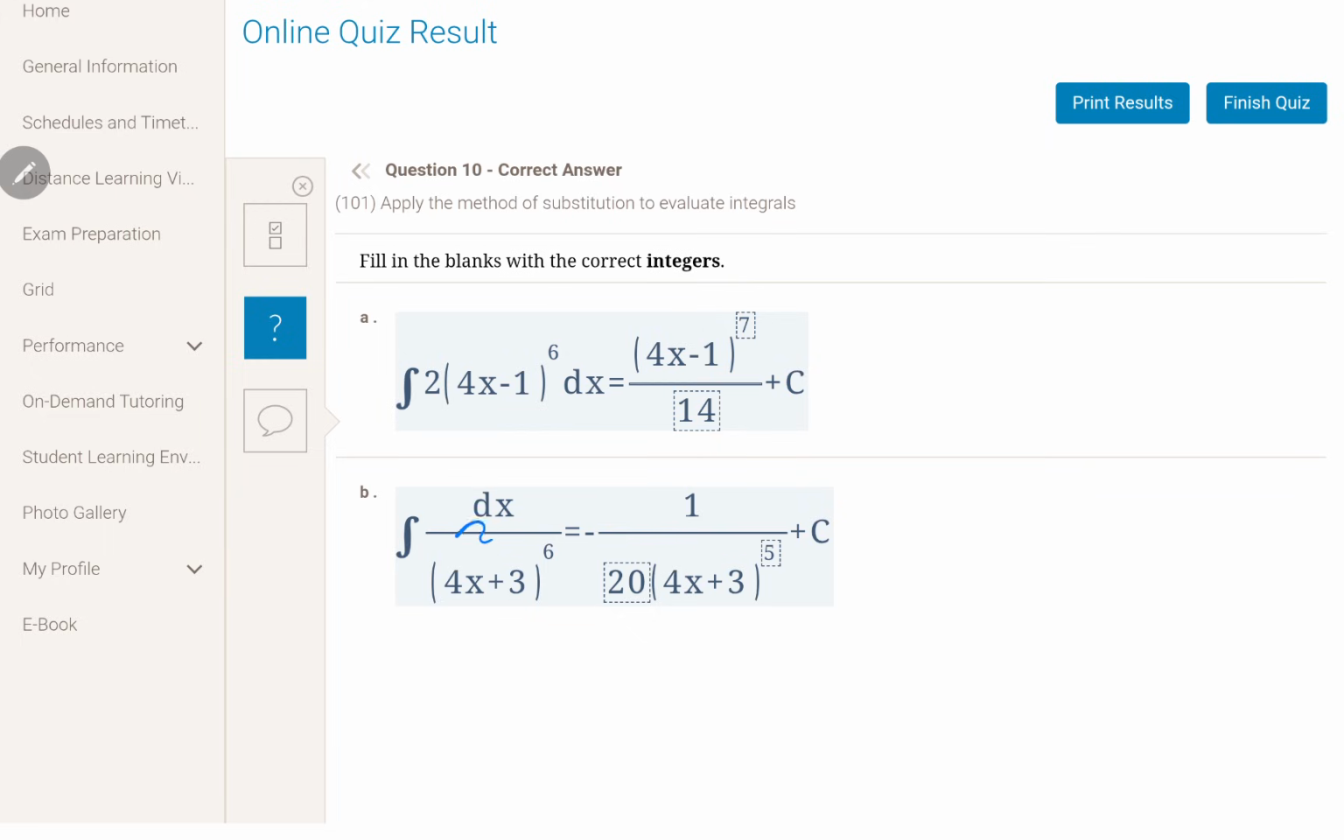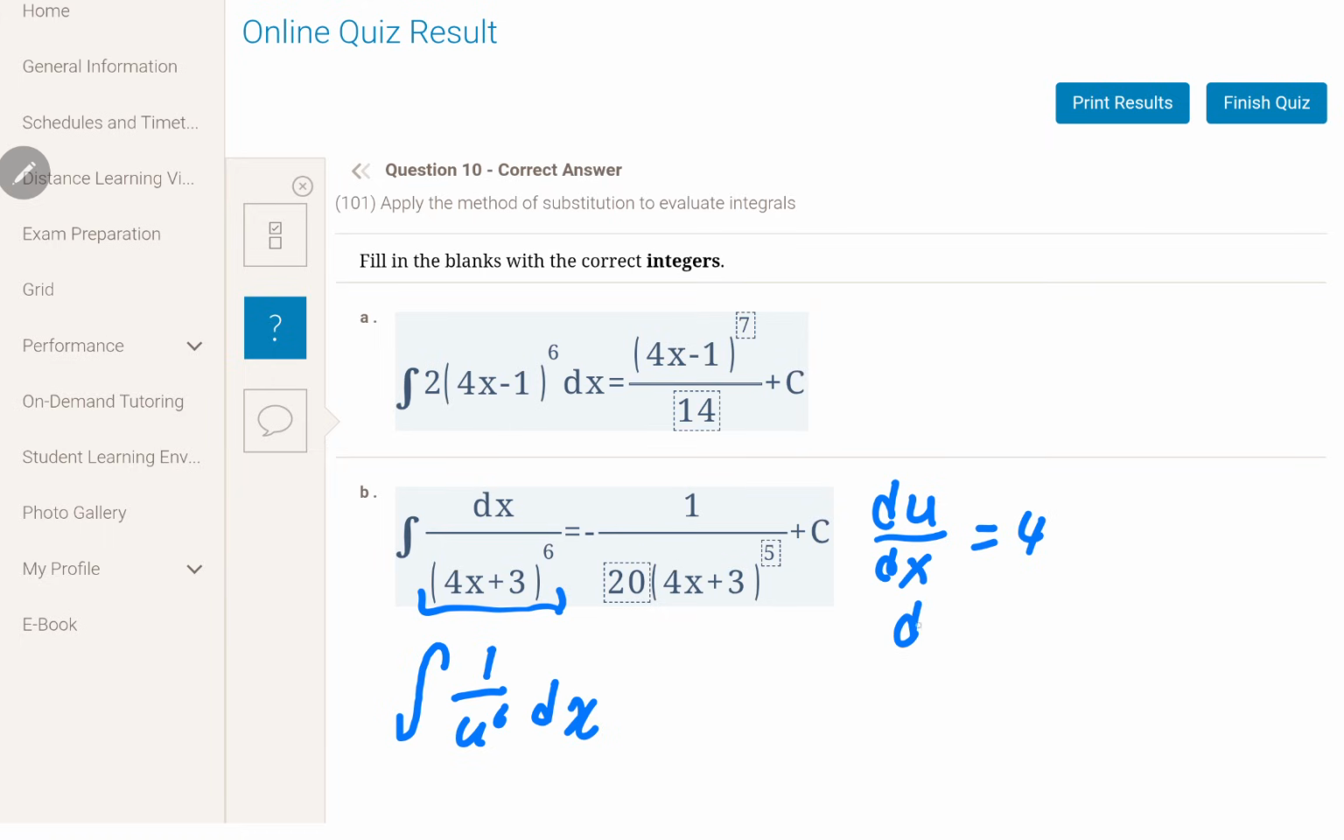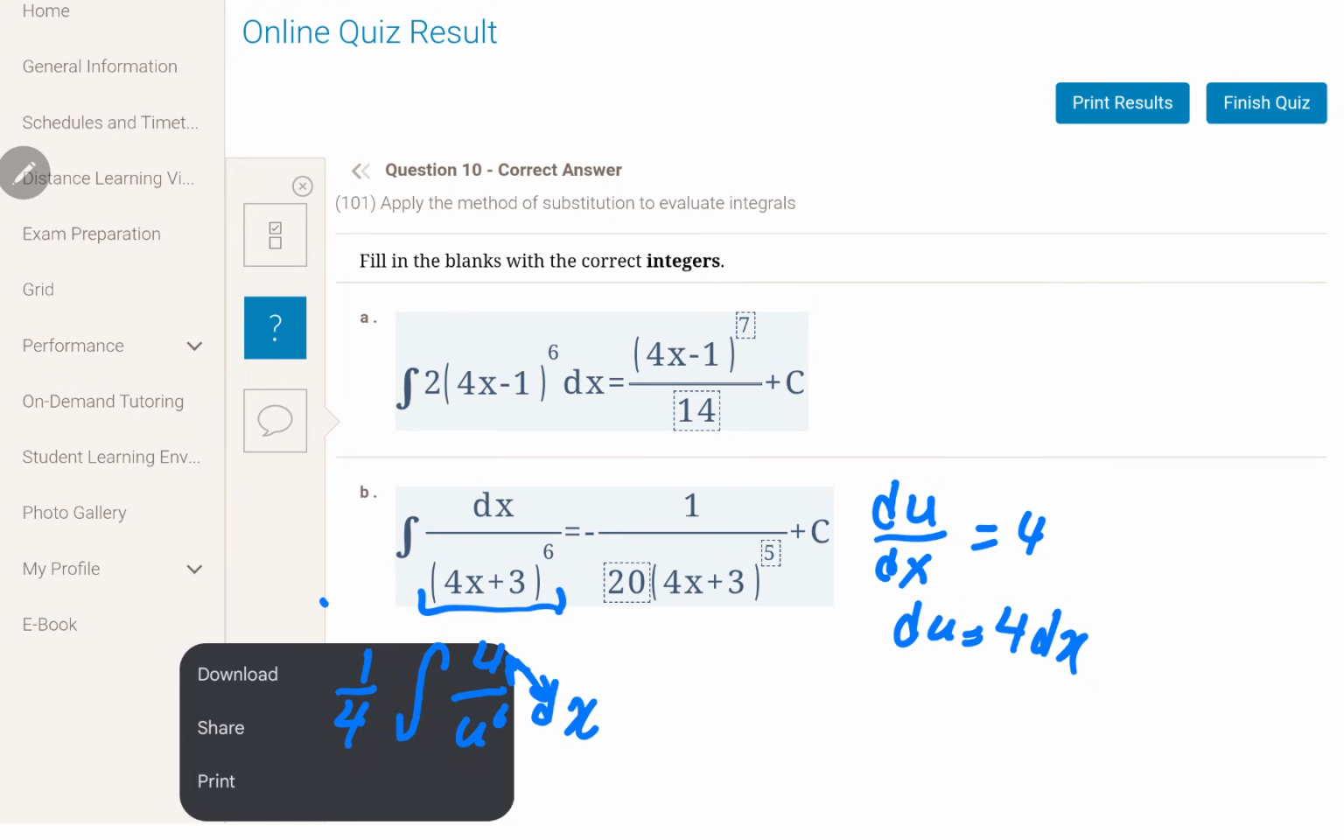Now, this one is 1 over 4x plus 3, so 1 over u to the power of 6 dx. Straight away, the derivative of this, du by dx, is equal to 4. Again, it's the same constant. Let's solve with the other method now. du is equal to 4 dx. Remember, you only have 1 here, so you multiply inside by 4, and multiply outside by 1 over 4. Then this and this will make du.